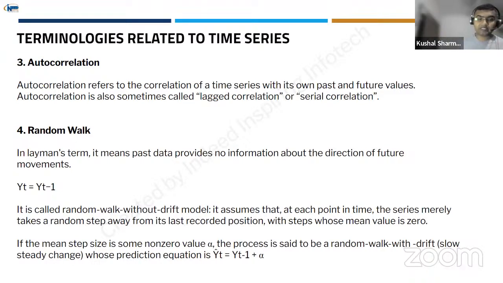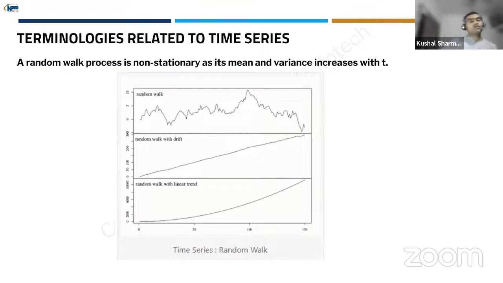Then if the mean step size is some non-zero value, that is alpha, then the process is said to be random walk with the drift. This is without drift, and then it will be called random walk with the drift, slow steady change, whose prediction equation is yt is equal to yt minus 1 plus alpha. So here you can see we have random walk. The first diagram, second one shows random walk with the drift, and third one is random walk with linear trend. That is the observation which we have.